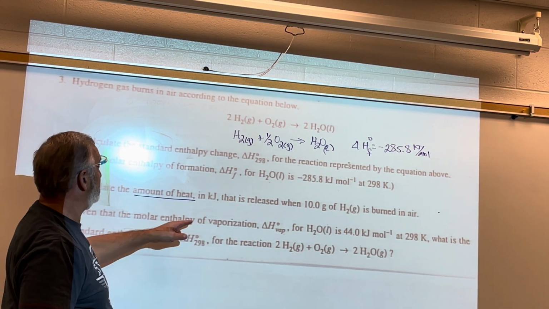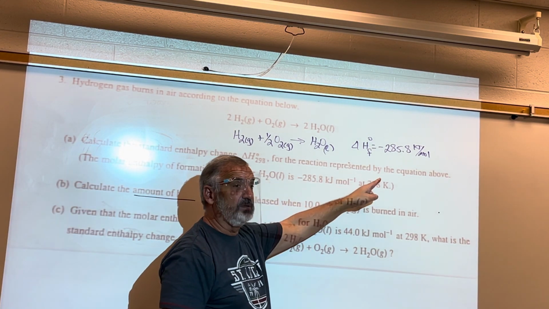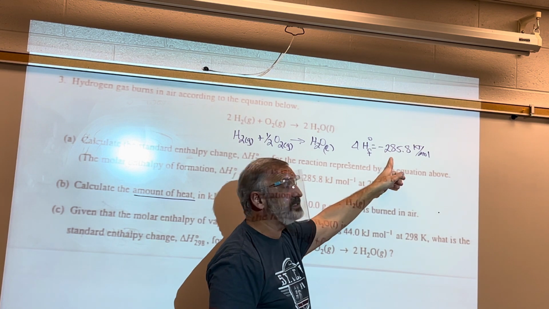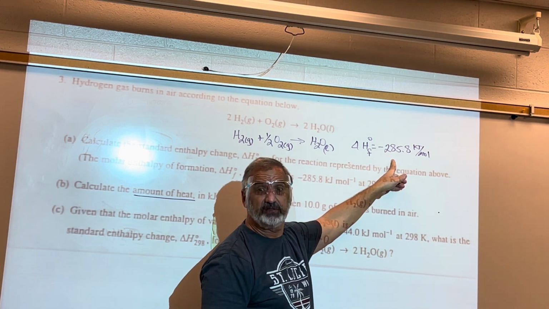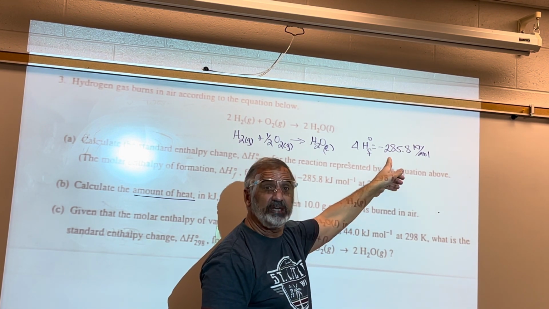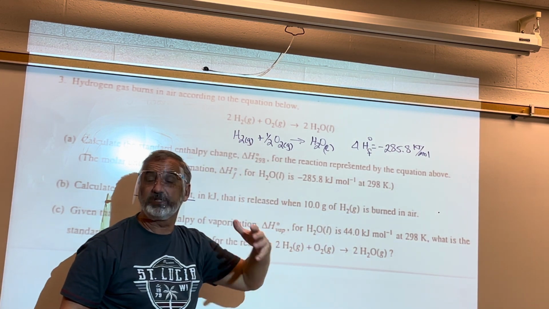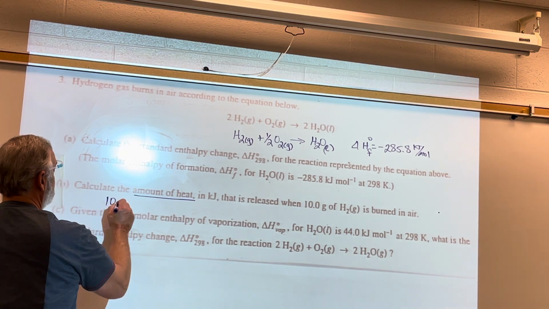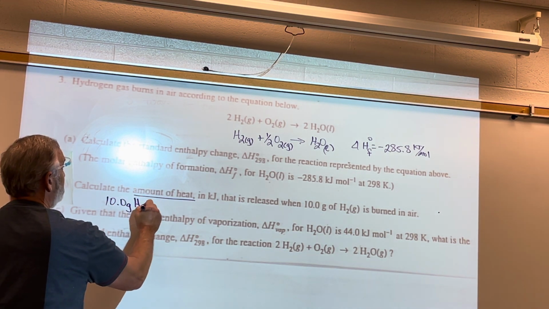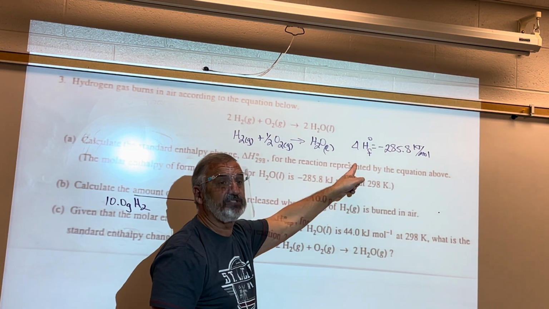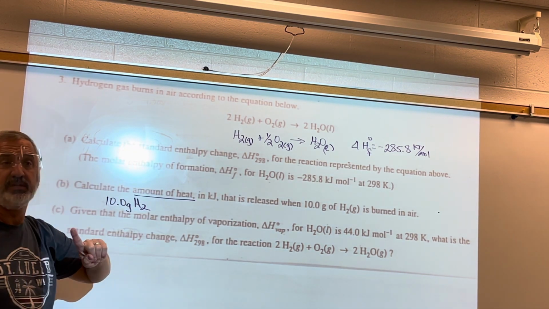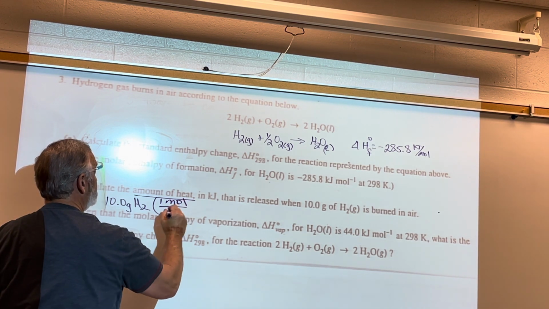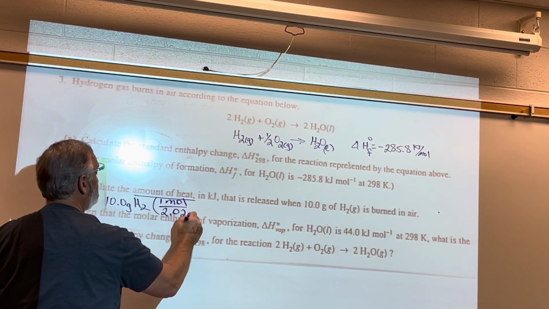Okay? So that's my conversion factor. For every 1 mole of hydrogen that burns, it's going to release this much energy, assuming there's enough oxygen. Kilojoules per mole is your conversion factor between heat and moles. So I have 10 grams of hydrogen. In order to be able to use this conversion factor, what do I have to do with the grams of hydrogen? Convert it to moles using the molar mass, 1 mole over 2.02 grams.